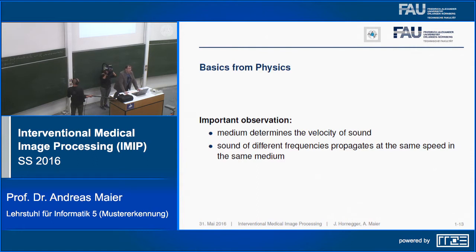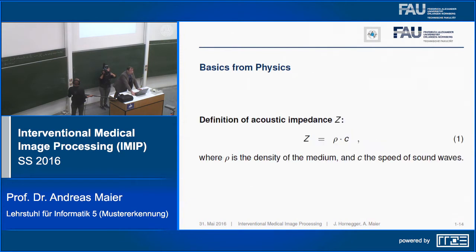But you can remember that the medium actually determines the velocity of sound, and that sound of different frequencies propagates at the same speed in the same medium. Okay, so we've also seen the acoustic impedance before, but you can easily check if the previous table is correct, because you just take the density times the speed of sound waves, and you should get your Z, the acoustic impedance. So it's just a multiplication of those two variables.